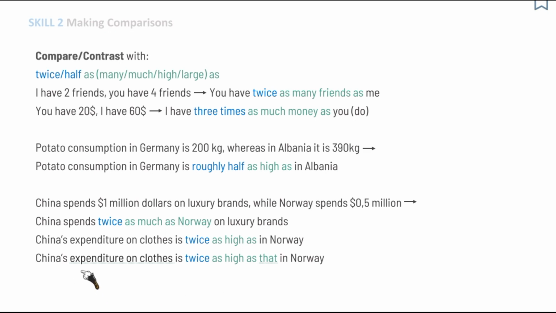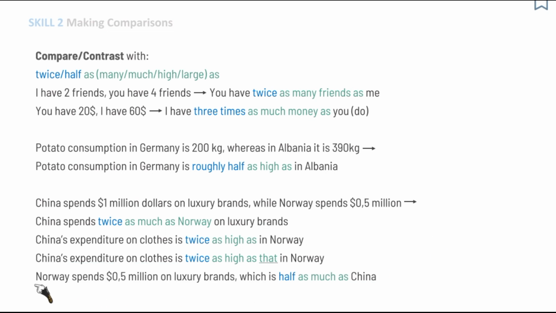Also, we can say China's expenditure on clothes is twice as high as that in Norway. So that is the same as expenditure. But of course, I do not want to repeat the same word. That's why instead of saying expenditure again, I just replace it with that. You can also use this in your reports.